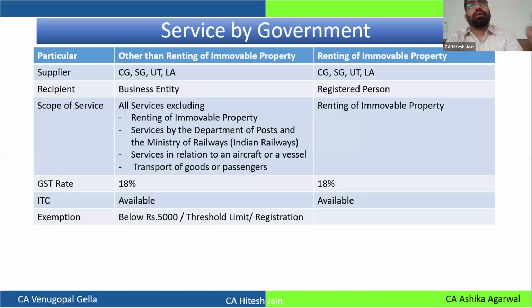If the handholding of the property is with the government, then I am not liable to pay GST under reverse charge basis. I am liable to pay GST only when I am renting an immovable property from any government authority and I myself am registered under GST. Only in such cases will I be liable to pay GST with respect to renting of immovable property from the central government, state government, or local authority.